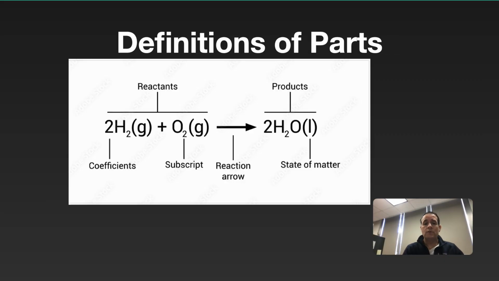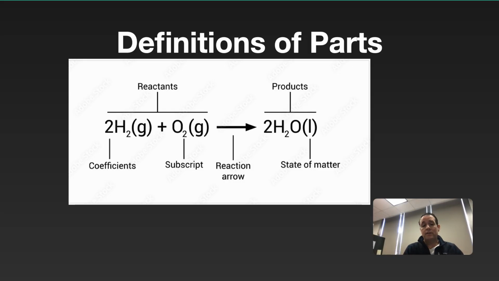Here's an overview and summary of all that we've talked about. Again, we have reactants on the left side of the arrow. Those are your starting materials. And on the right side of the arrow, you have products. Those are the things you're forming in a chemical reaction.